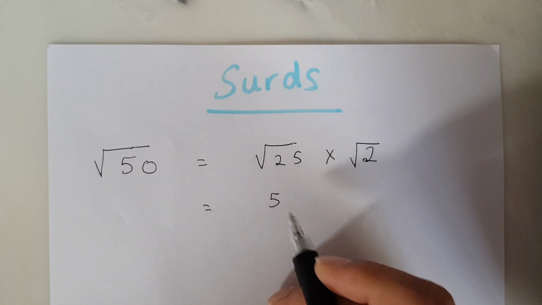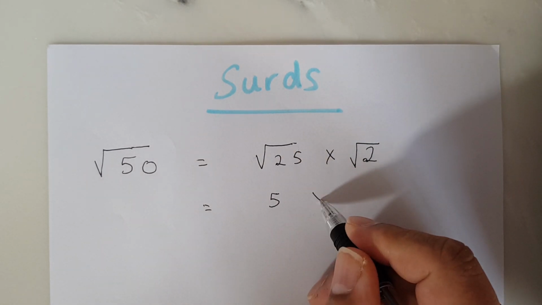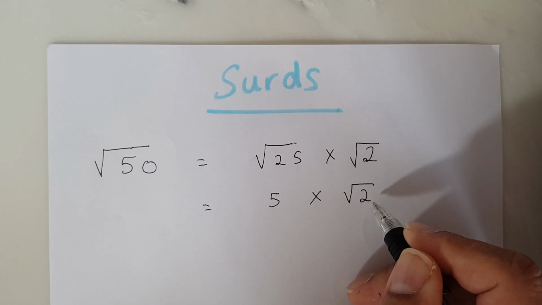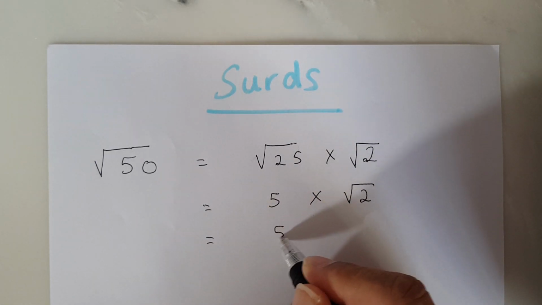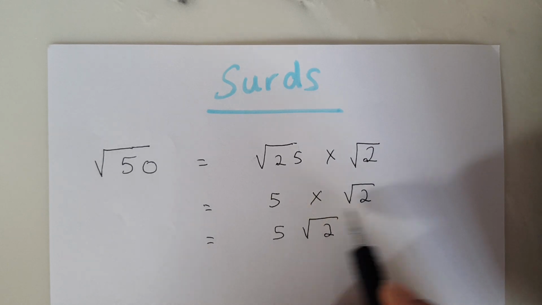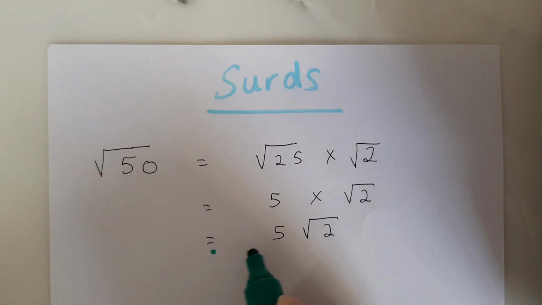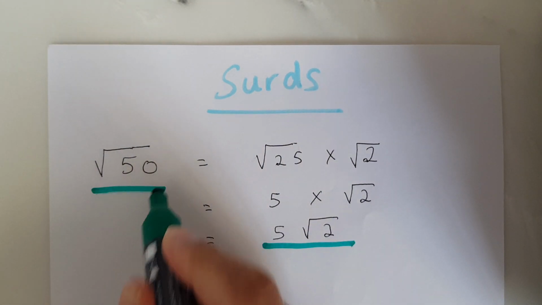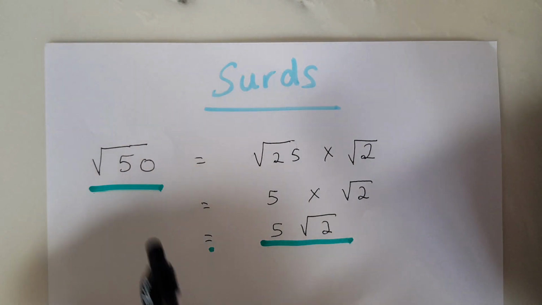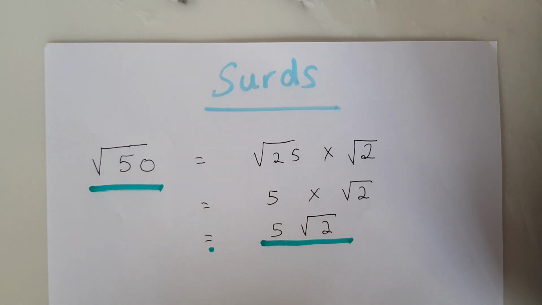That makes 5, because 5 times 5 is 25. And that we can't do anything with. Continue writing that, and it's the same as this. So that is the same as that. Okay? So we've simplified square root of 50 to 5 square root 2.